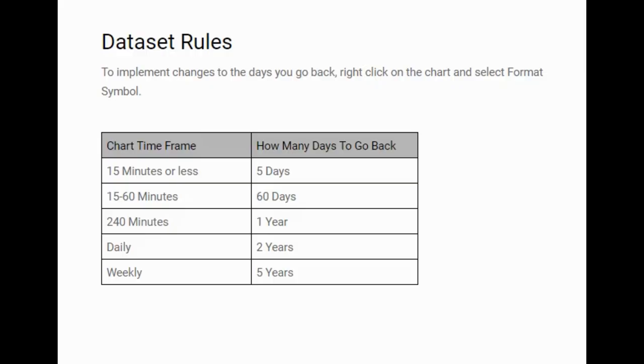And finally, I just want to go through the data set rules. This is hugely important because if you get these wrong or if you go back too far, you're not going to get the information correct, or it's going to slow the system down dramatically because there are so many different algorithms being run. So if you're doing a chart time frame of 15 minutes or less, you don't want to go back any further than 5 days. If you're doing 50 to 60 minutes, 60 days really, 240 minutes 1 year, and then daily is 2 years, and if you're doing a weekly time frame, you can go back as far as 5 years. But I would say stick to this and you won't go wrong. I get a lot of people coming to me with these kinds of problems, and it's normally going back to the data set rules.